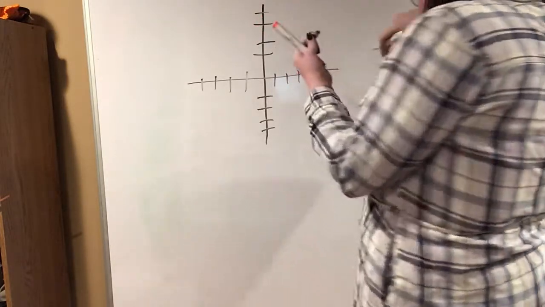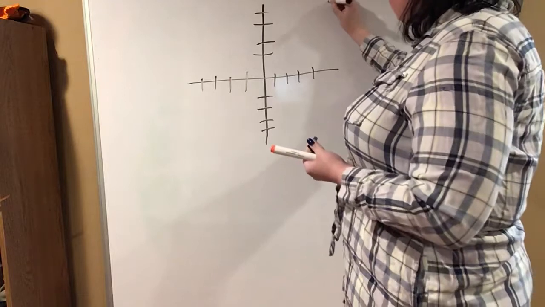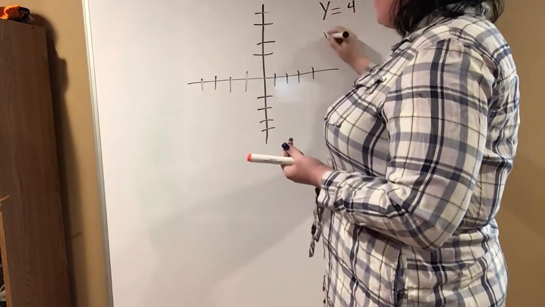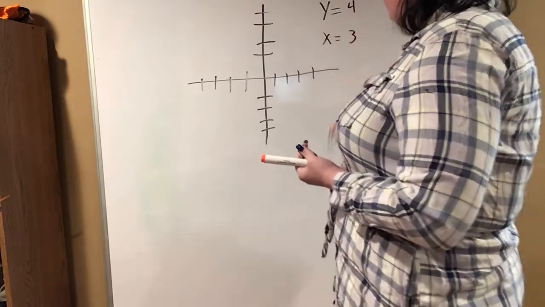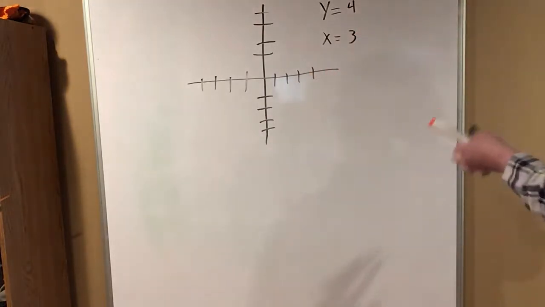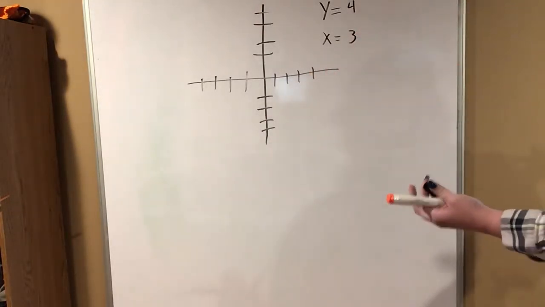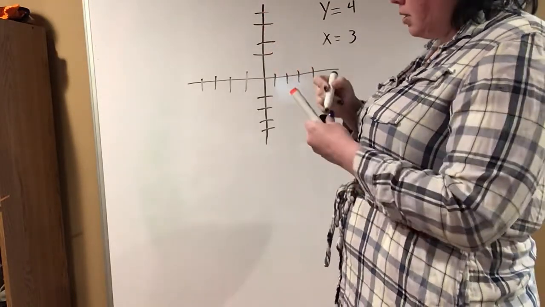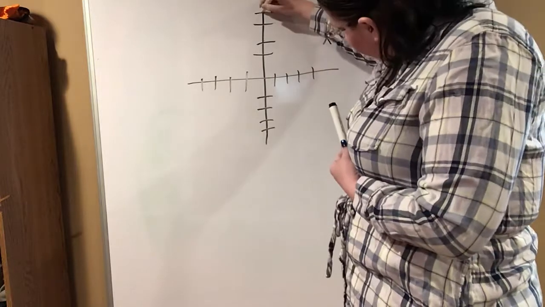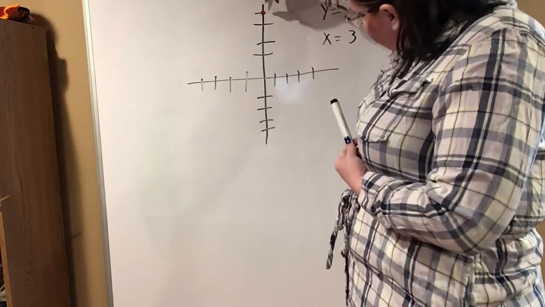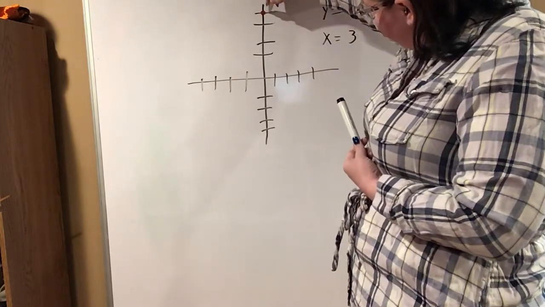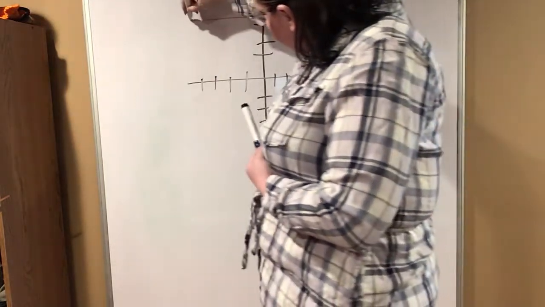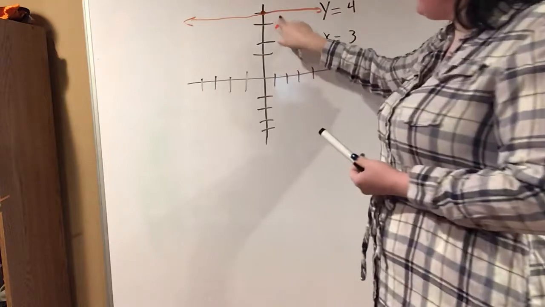If we're given an equation that says y equals 4, and an equation that says x equals 3, this is how we're going to graph these. Y equals 4. We're just going to go up 1, 2, 3, 4. Put our dot. And guess what? A y equals 4 line is a horizontal line. This is a slope of 0.